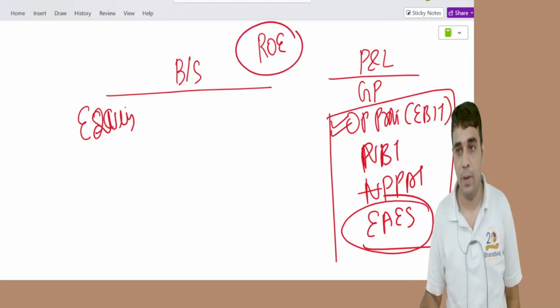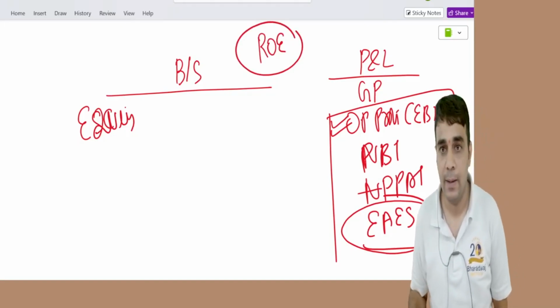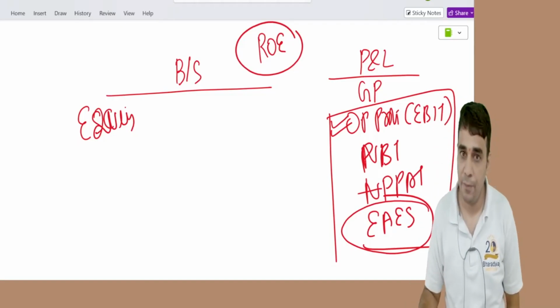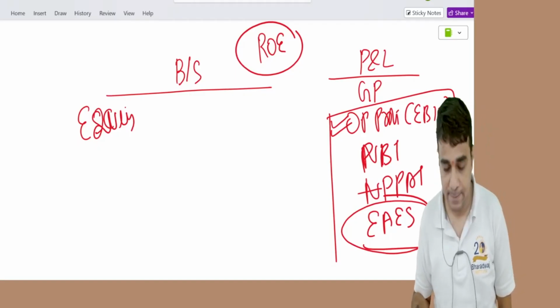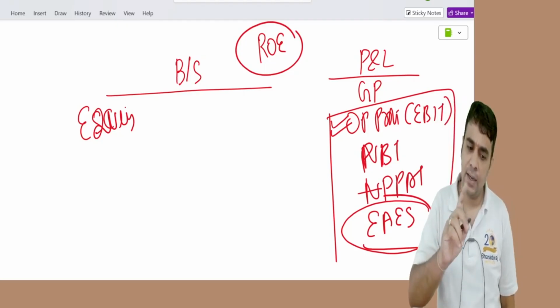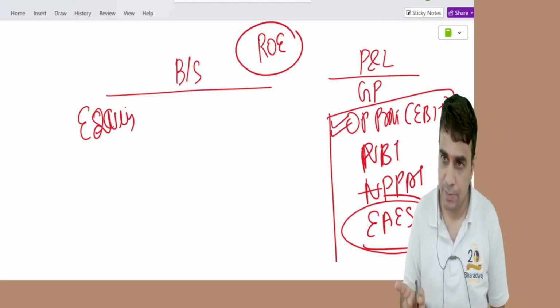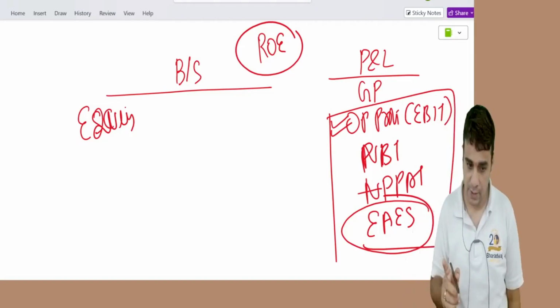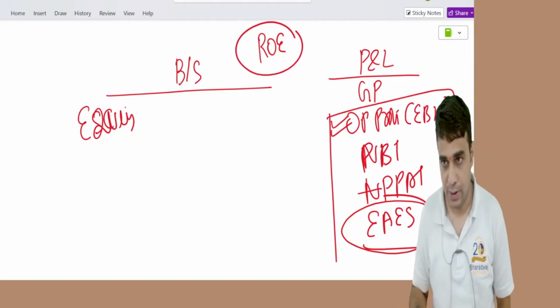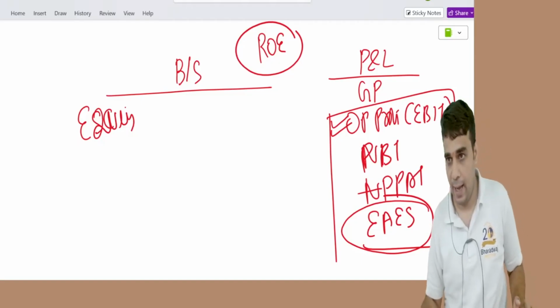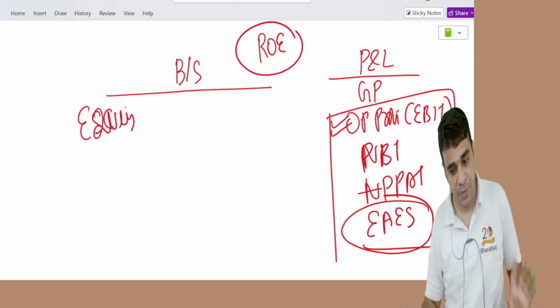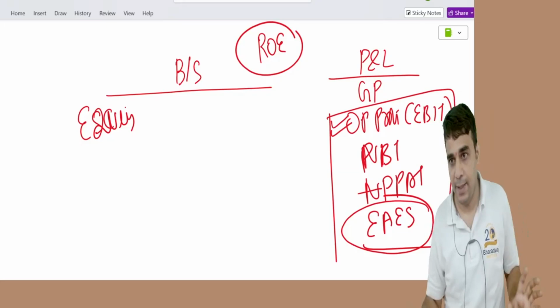Return on equity. EAES from where? From the P&L. Equity from where? Balance sheet, and call it ROE. Is it one P&L and one balance sheet item here? Yes. So if possible, take the average. It is very rare, but if possible, take the average. This is the first formula, EAES divided by equity.